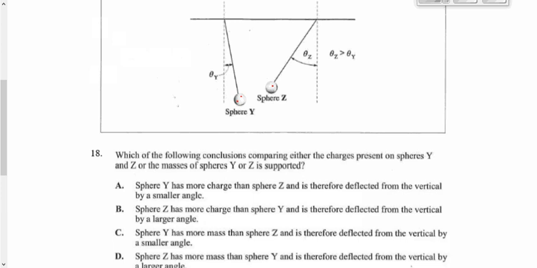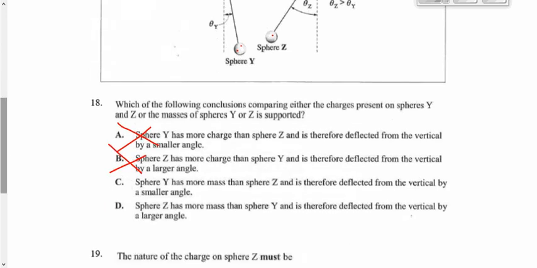No, because the force of Y on Z must always be equal and opposite to the force of Z on Y, even though there's a different deflection. So it has nothing to do with charge. We know that. What about mass? Is Y heavier or lighter? Heavier, right? So Y has more mass. Same force on Y as on Z, but it's more mass, so it's deflected less.